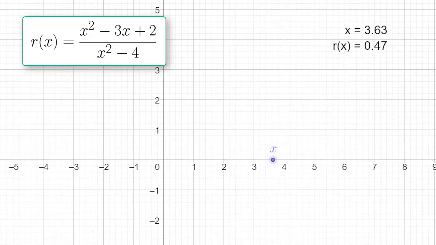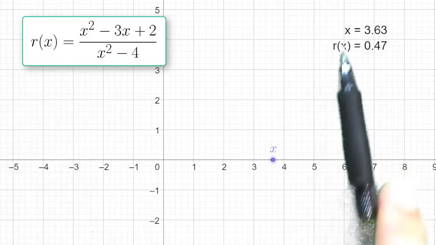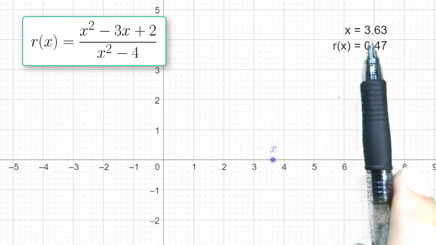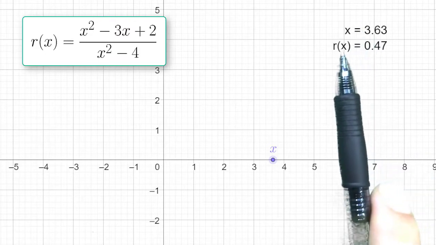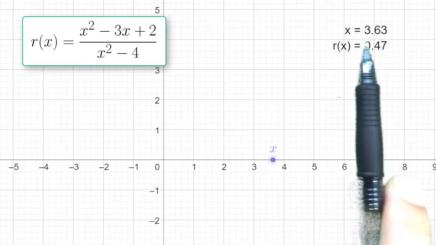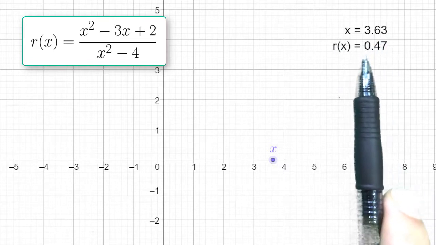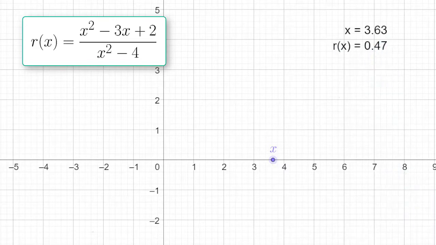Before we just look at the graph, I want to get an idea of what's happening. So I'm going to look at different values of x, and we're going to look at the different values of r of x. You can see them here. I'm going to position x on the x-axis here, and its value is going to be written over here. And the corresponding value of r of x is going to be expressed right here. So we can see right now that when x is 3.63, r of x is 0.47. If I were to plug in that number for x and compute it, this is what I would get. So let's move x around.